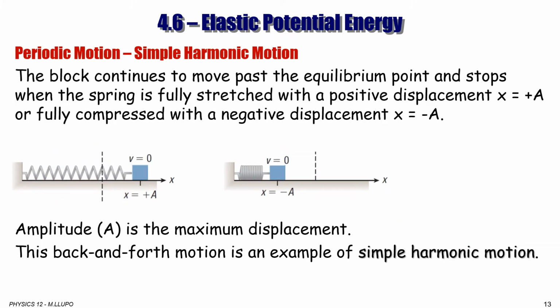In the experiment that we did, the block continues to move past the equilibrium point and stops when the spring is fully stretched with a positive displacement plus A, or fully compressed with a negative displacement negative A. So amplitude A is the maximum displacement in a positive direction or in a negative direction. This back and forth motion is an example of simple harmonic motion.